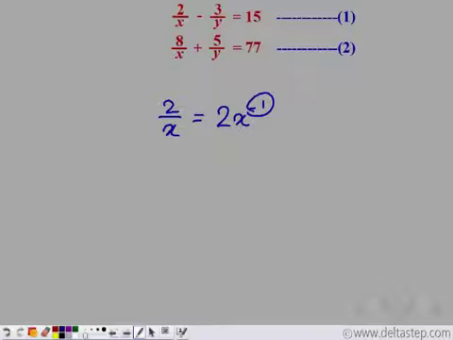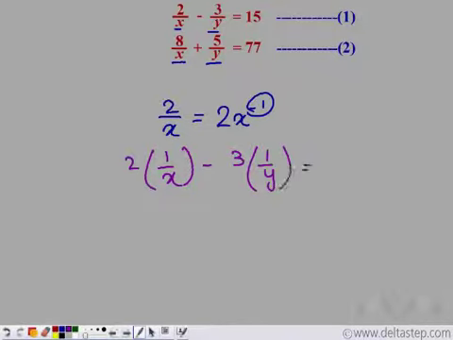Well, we can solve them if by some way we can transform them to linear equations in two variables. Let us see if we can do that. We have x in the denominator in both the equations. Also, in the second term, we have y in the denominator. So the first equation can be written as 2 into 1 by x minus 3 into 1 by y is equal to 15. This is just another way of writing the first equation.